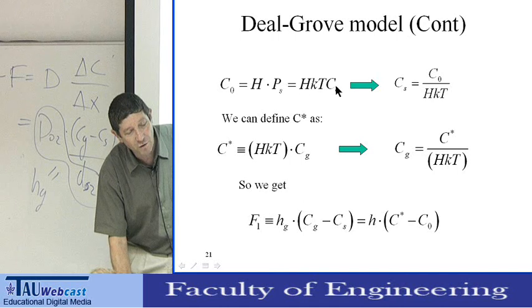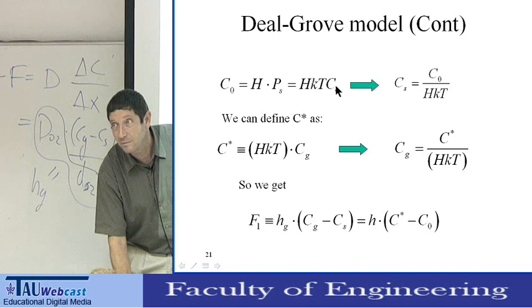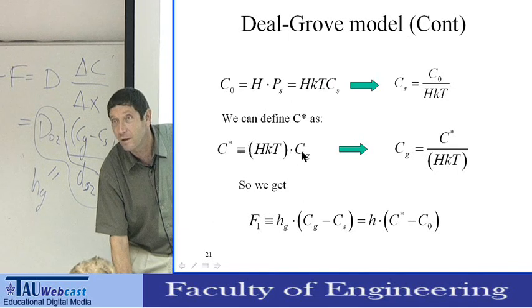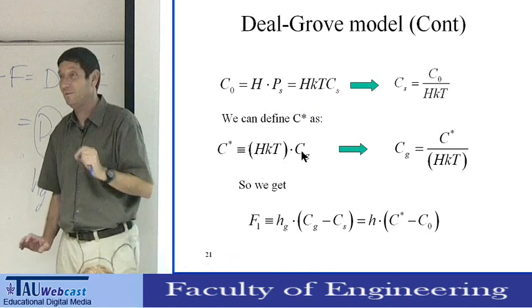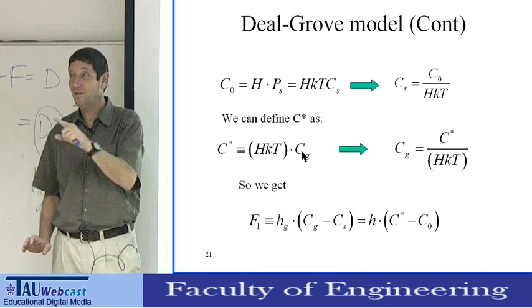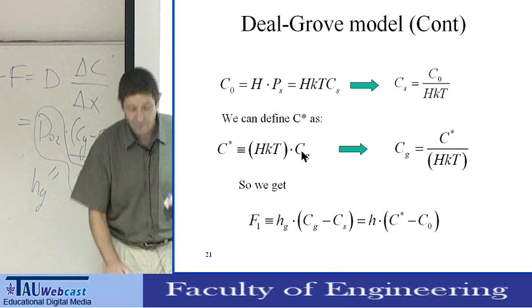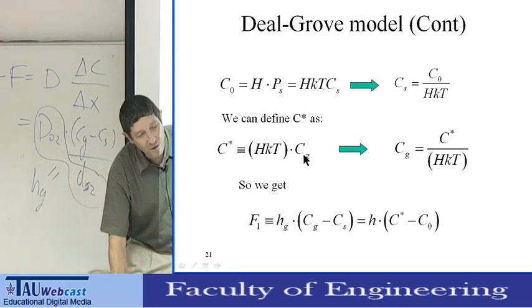C0 is a function of Cs. So if I define C0 as a function of Cs, I'll define C star as a function of Cg. So C star is a number that I define. C star is a function of Cg.